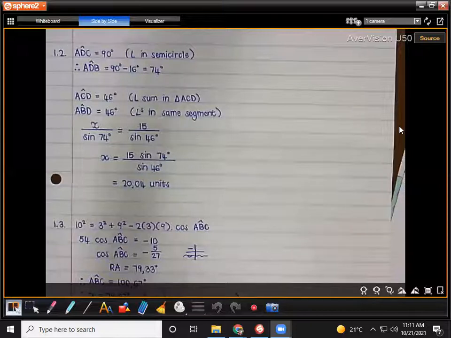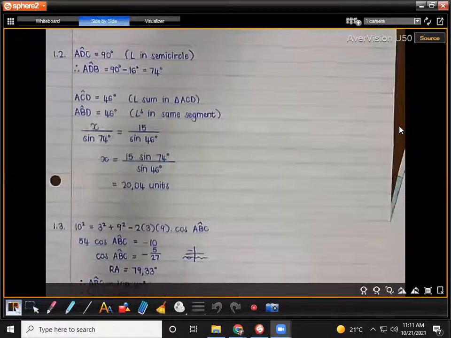Okay, 1.3. Now in 1.3, I used cos rule to find the one angle, and then I did opposite angles of cyclic quad to get the other one.